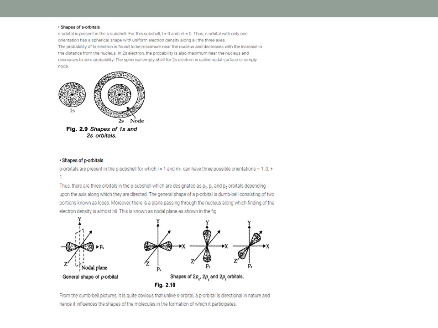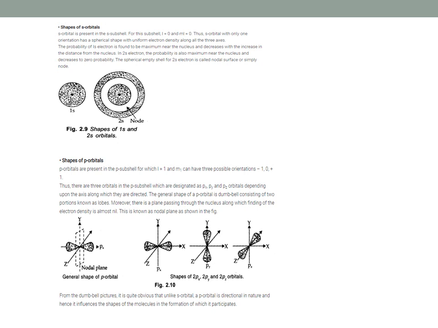Shapes of s orbitals. The s orbital is present in the s subshell. For the subshell l is equal to 0, ml is also 0. The s orbital with only one orientation has a spherical shape with uniform electron density. The probability of finding an s electron is found to be maximum near the nucleus and decreases with the increase in the distance from the nucleus.